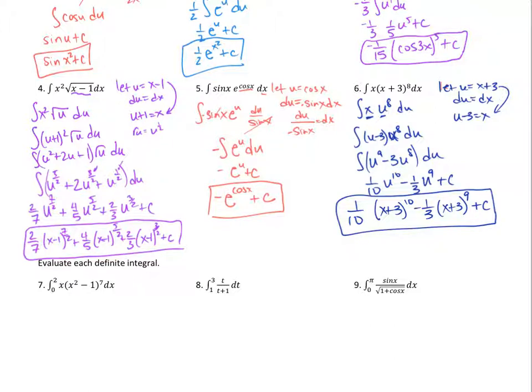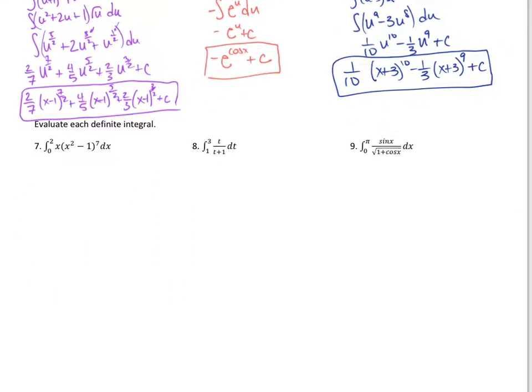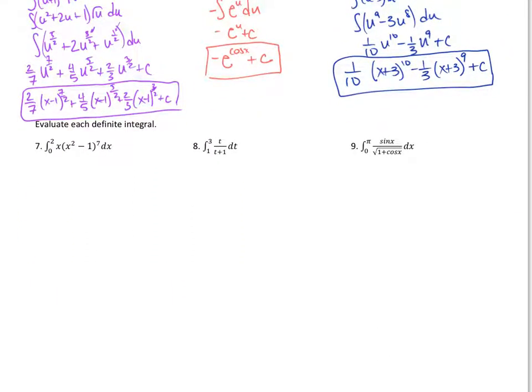Okay, so we are on number 7 over here, and for this one, let's move this up, and let u equal x squared minus 1. This one looks a little bit more difficult, so let's see where we end up with that. So du equals 2x dx, which would yield du over 2x for the dx.